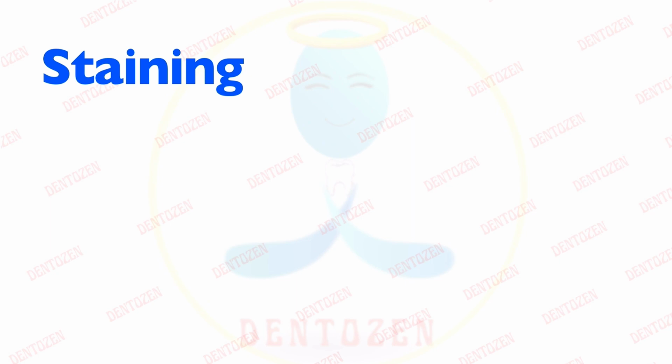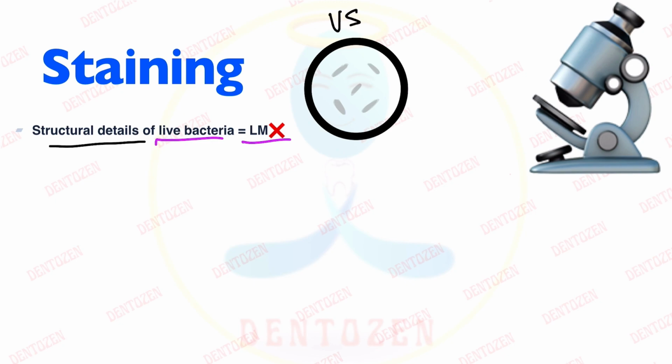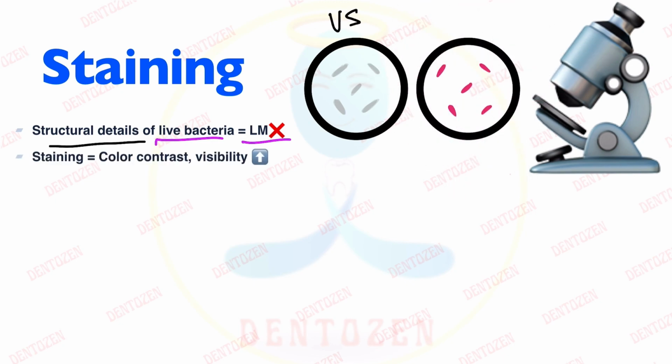Now, why is staining important? If we try to look at live bacteria under a light microscope, they will appear something like this. That is, we cannot see their structural details. But when we stain them, there is a color contrast and an increase in their visibility. So stained bacteria will appear like this. When we stain live bacteria, that type of staining is called vital staining. That can be your important viva entrance question. That means cells remain alive even after staining.